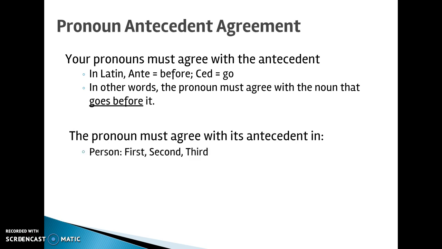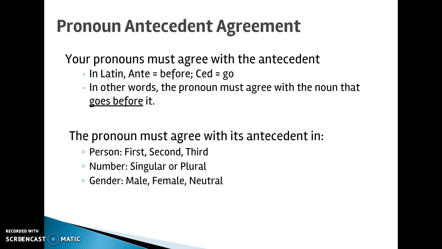You have to consider that pronouns must agree with antecedents in three ways. First is with person, so you have to maintain consistent first, second, or third person. The second is number, so that it must stay either singular or plural. And the third is with gender, so that it must stay male, female, or neutral, and this is where the rules have changed a bit, so we'll delve into this more later.